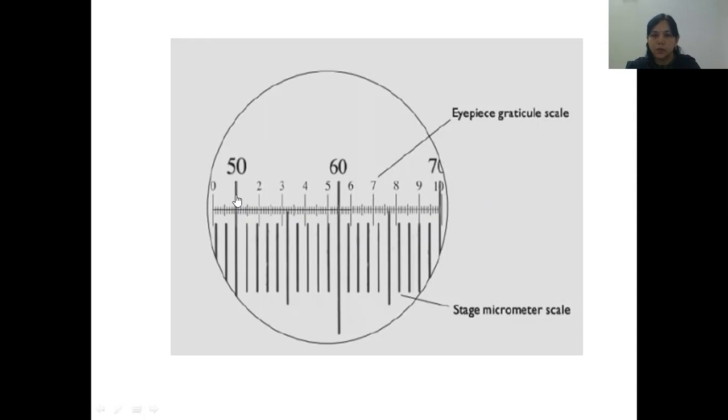So here this is 1, this 2. That means there are 10 divisions. 10, 20, 30, 40, 50, 60, 70 and 80. This is the second line of coincidence. So between the two lines of coincidence, we have 18 divisions of the stage micrometer and 80 divisions of the ocular micrometer.